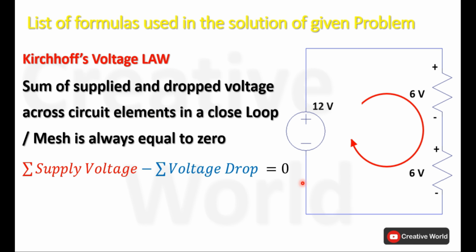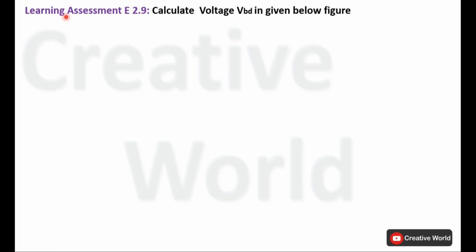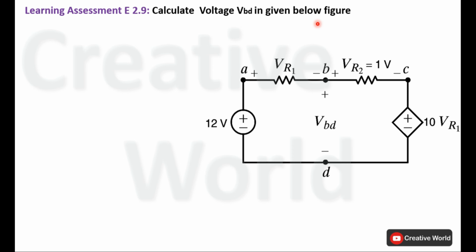Now move towards the problem. Learning assessment E2.9. Calculate voltage VBD in the figure given below. This is the circuit diagram of the given problem and we have to calculate voltage VBD across these 2 points. The representation VBD shows the voltage difference across these 2 points B and D, and B will be at higher potential than D. So B will be positive and D will be negative.